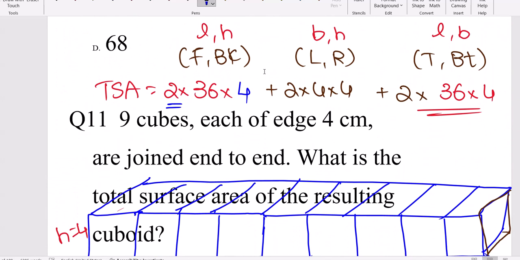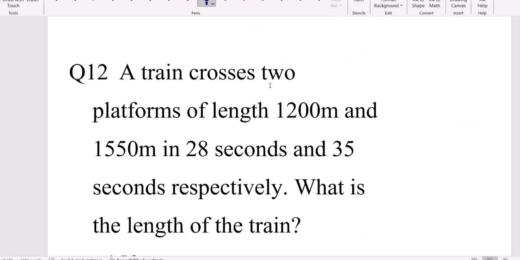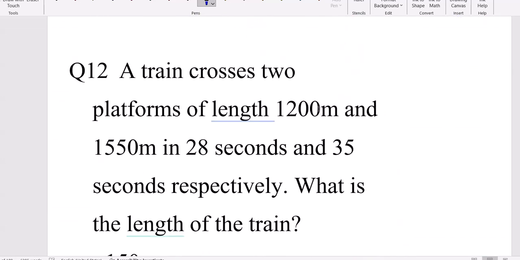Next doubt, please. 13th question. 12. 12 and 13. Yeah, time and distance.